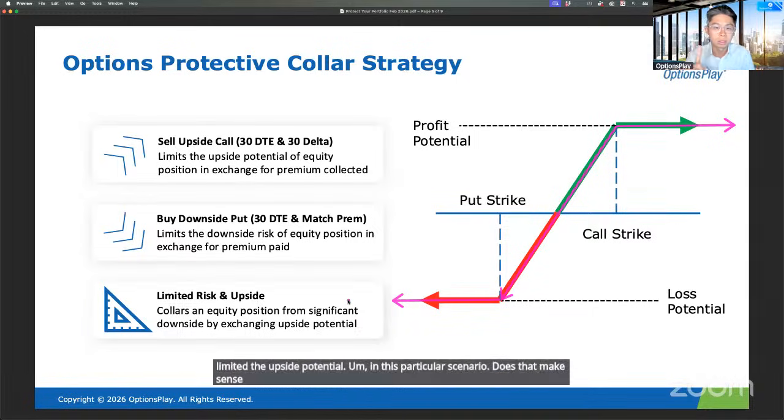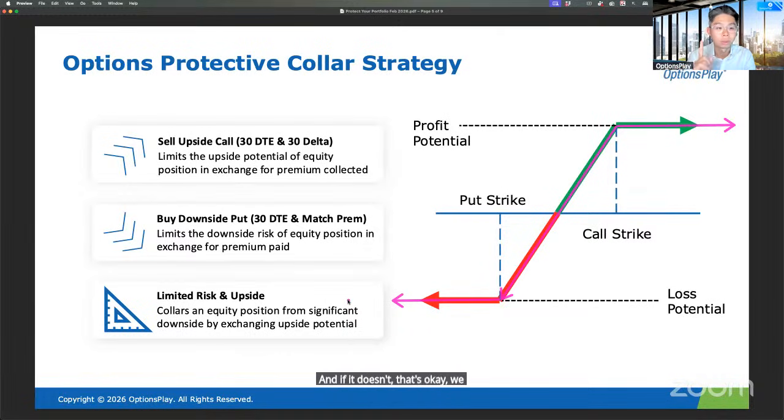Please type one into the chat window if this strategy starts to make sense for you. And if it doesn't, that's okay. We're going to go through some real examples to help you better understand.